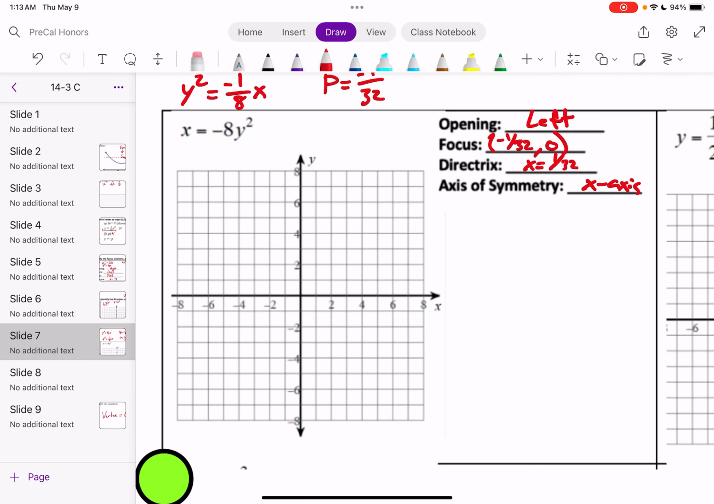Now, if we are looking at 1/32, we go ahead, draw our 1/32. Vertex itself would be at 0, 0. And our focus would be at negative 1/32, comma 0.